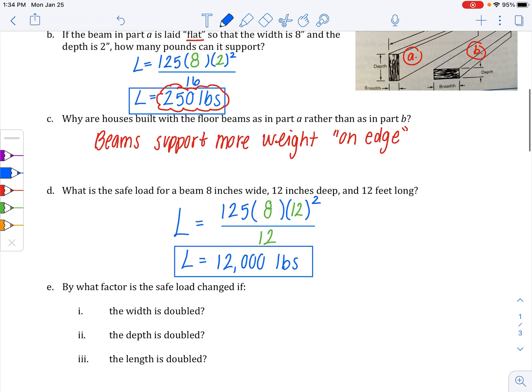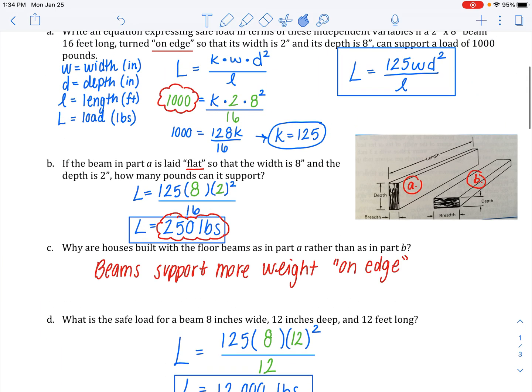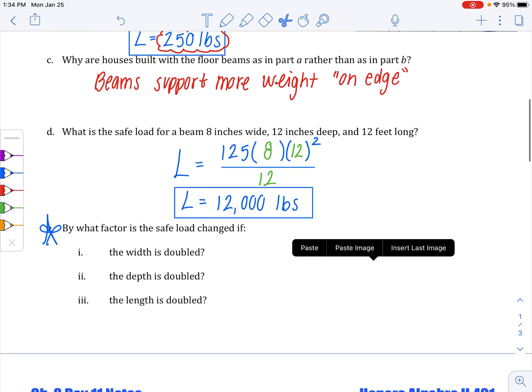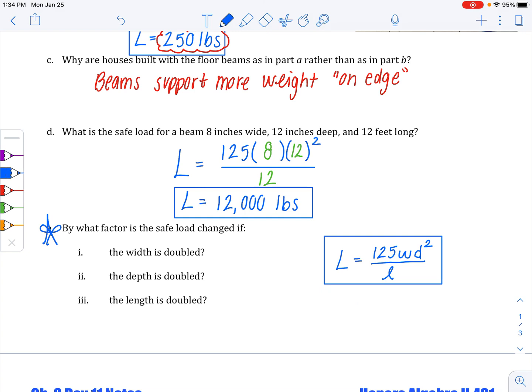Part E. A lot of people have trouble with part E because they don't look at the equation. So what I'm going to do is actually copy and paste the equation from above, and we're going to look at it. First part here. If the width is doubled, what will happen to the safe load? By what factor will it change? So if we double this width, so if I multiply this W by 2, well, it means that the other side is going to be multiplied by 2. Right? It's going to have the same effect. So the safe load will also be doubled.